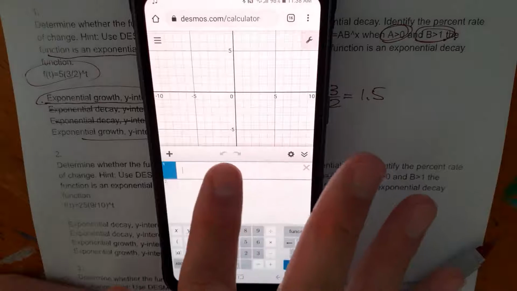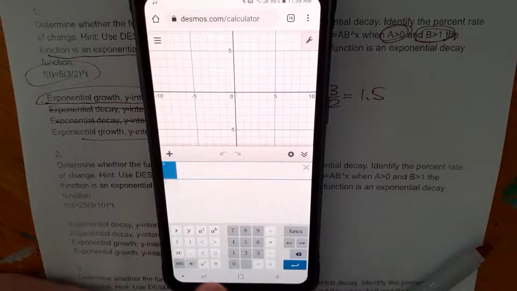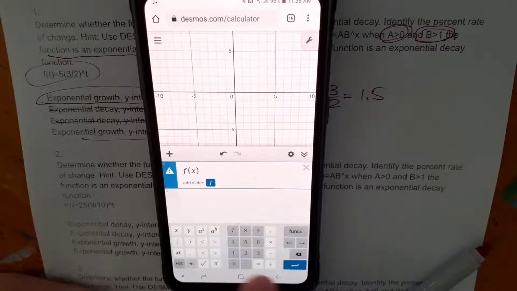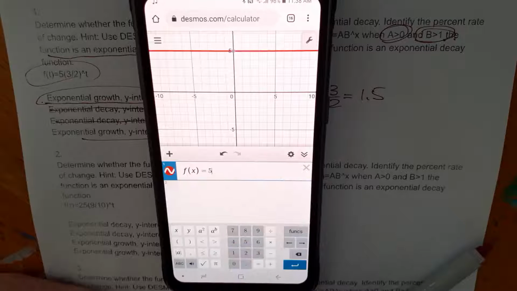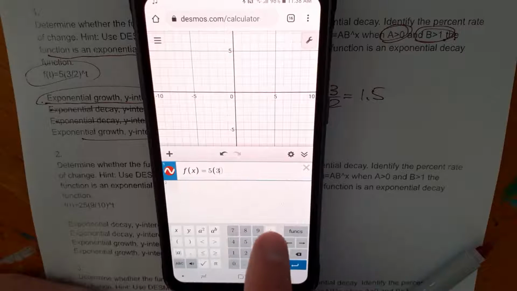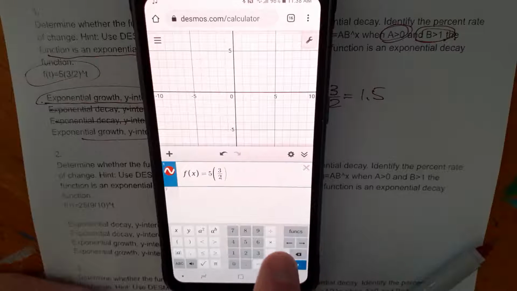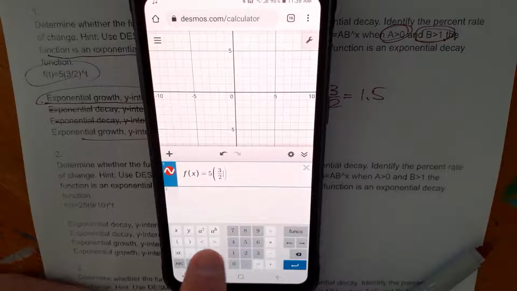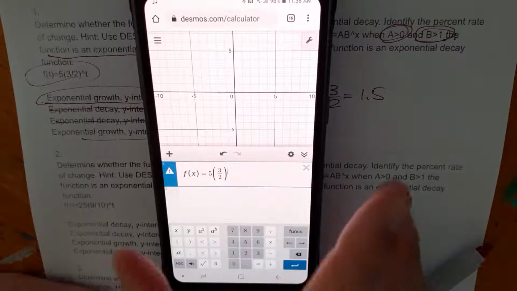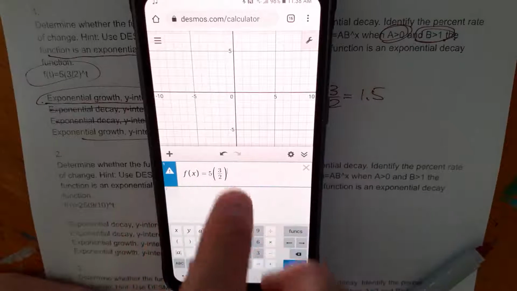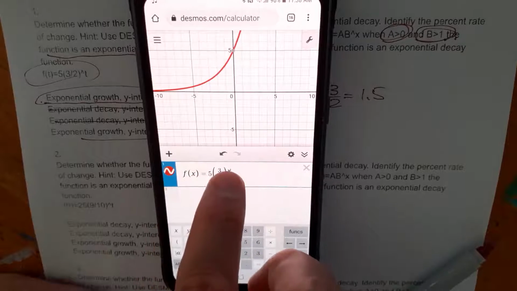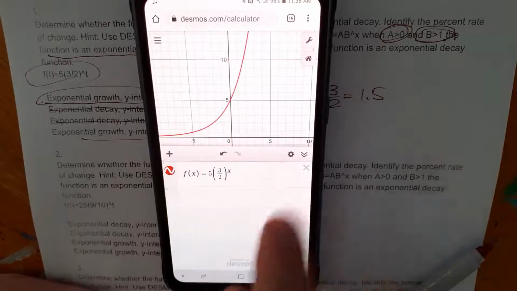Okay, let's let it load. Let's put in a function. I'm going to literally type it like they did. Go to ABC and say f parentheses x parentheses equals. They said 5 times, in parentheses, 3 divided by 2, or 3 halves, caret, or raised to the power of x. The variables match; they use t and t. I'm going to use x and x because that's the typical xy.